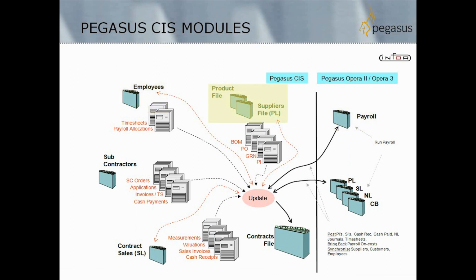There's also a purchase order processing system. This allows you to go through and raise purchase orders against those contracts, and again this will post those as a committed cost. It will optionally allow you to enter a goods received note, and then you can enter the related purchase invoice.